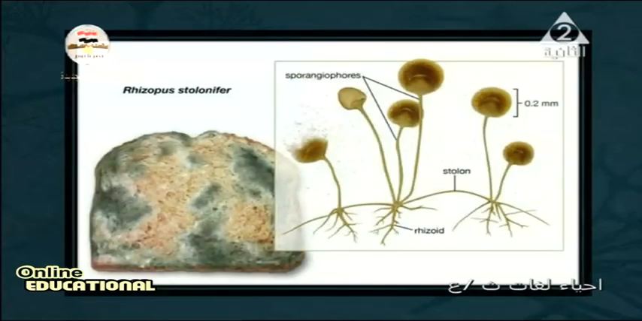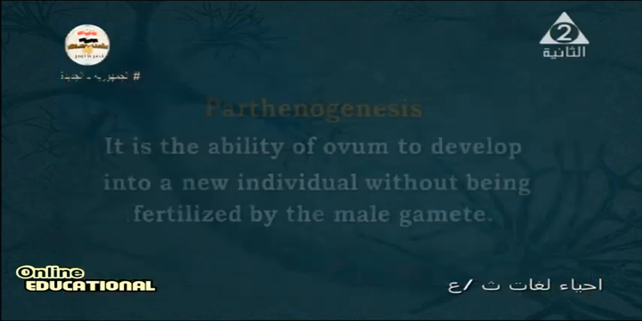This is the bread mold fungus. You can see the head. The 0.2 millimeter head contains spores, and the case around these spores is called the spore case or sporangium. The holder which carries the spores is the sporangiophore. This is the rhizoid. The second figure shows the bread mold fungus with its spores.